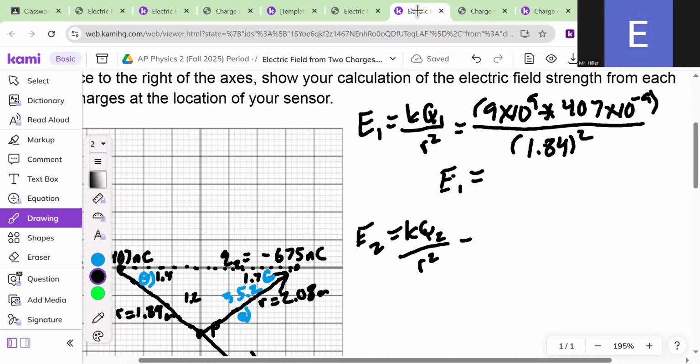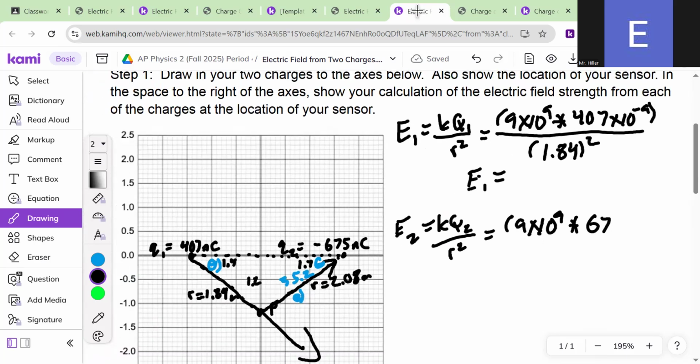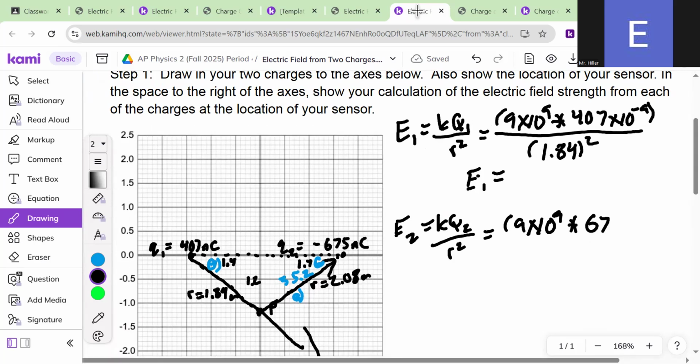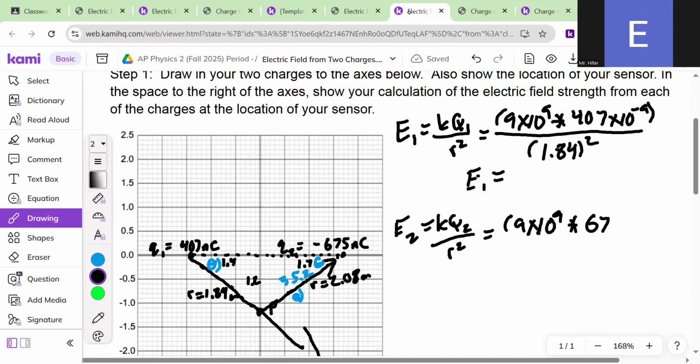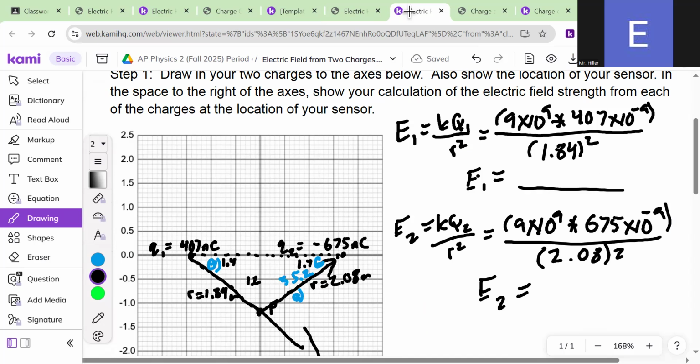And then E2, KQ2 over R squared. We'll go 9 times 10 to the 9 times 675. Oh, let me double check something here. Yes, okay, positive, negative. Okay, just had to double check the sign of my charges. So 675 times 10 to the negative 9 divided by 2.08 squared. Go ahead and find your values for E1 and E2.